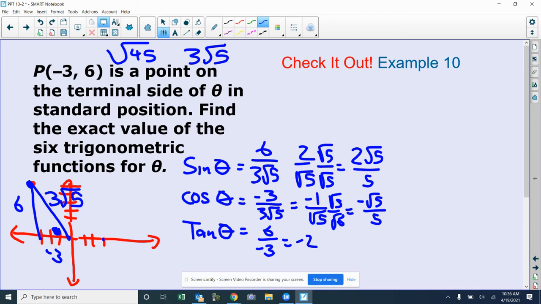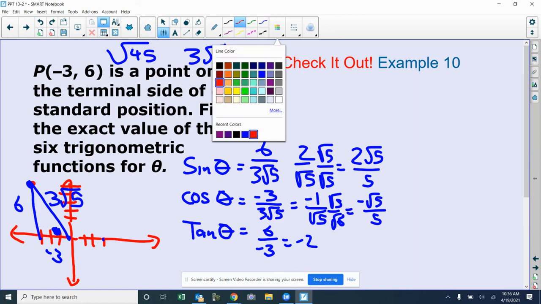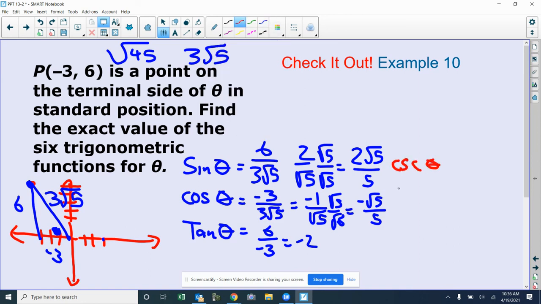Still hanging, this is it, folks, hang in there. I know some of you are tuning out on me, but hang in there, that's the last thing. Gotta find our next sine, cosine, tangent, cosecant, secant, and cotangent.